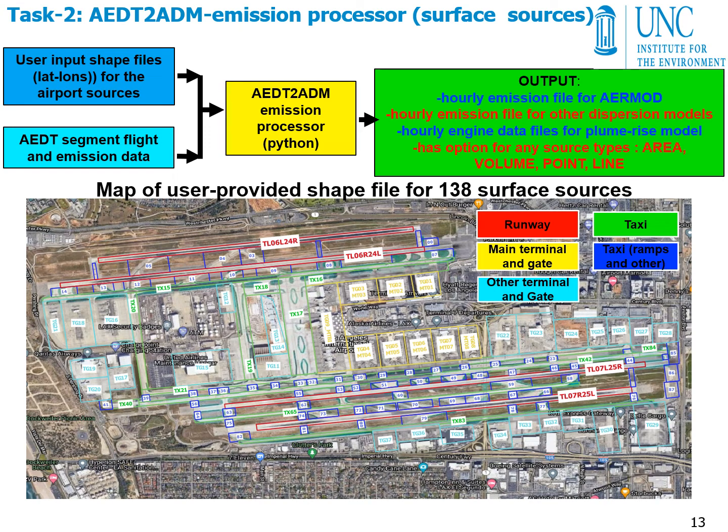This map shows the user provided shape file for 138 surface sources. The sources are grouped in 5 categories shown in 5 colors. Red is the runway, yellow is the main terminal and gate, green is the taxiway, blue is the taxi ramp, and cyan is the other terminals and gate.